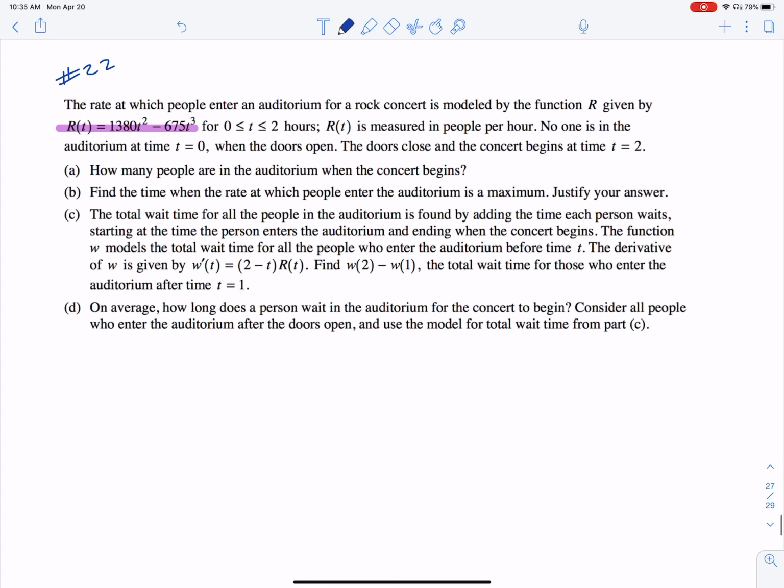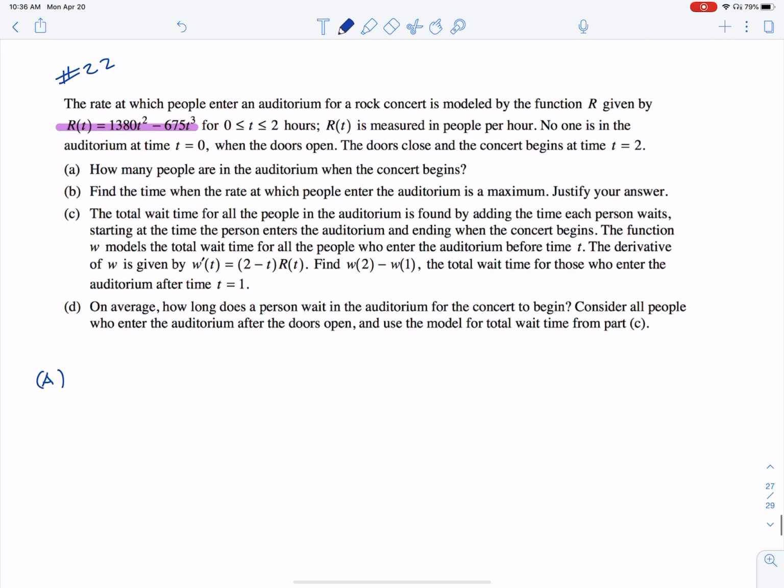Okay, from there, how many people enter the auditorium when the concert begins? So for part A, we want to know how many people enter. As always, the number of people that enter equals however many people we start with plus the displacement. We started with 0, plus the displacement of our function, the integral from 0 to 2 of r of t dt.